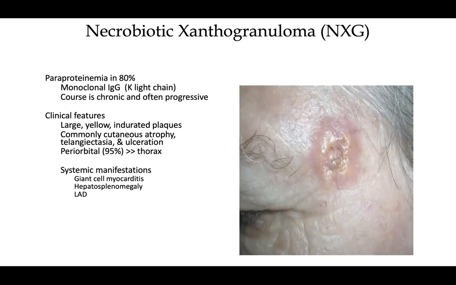So you often have paraproteinemia in 80% of cases, and it's often associated with a monoclonal IgG kappa light chain. So you can think about necrobiotic xanthogranuloma being most likely associated with kappa. In contrast, other entities associated with lambda light chains include things like scleromyxedema. So keep that in mind as a high yield factoid. Course is usually chronic in necrobiotic xanthogranuloma, and it's often progressive. Systemic manifestations include giant cell myocarditis, hepatosplenomegaly, and lymphadenopathy.